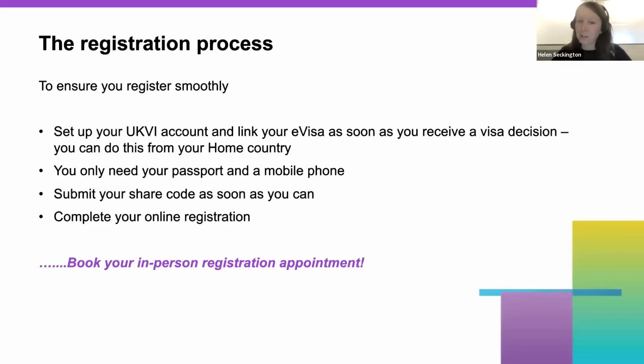You submit your share code as soon as you can in your joining portal. So after you receive your enrolment emails, there'll be links on there to submit this. And you'll need to complete your online registration as well. And then following that, the very last step you need to complete is to book your in-person registration appointment. And then you are very much good to go.